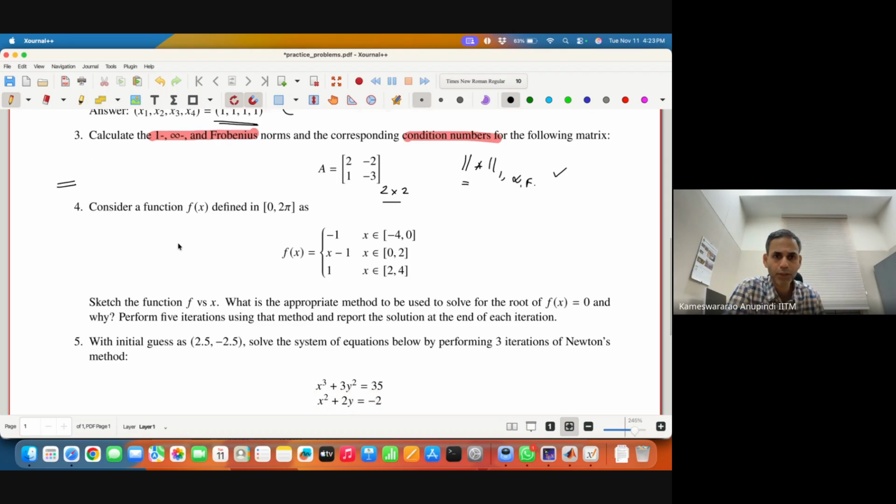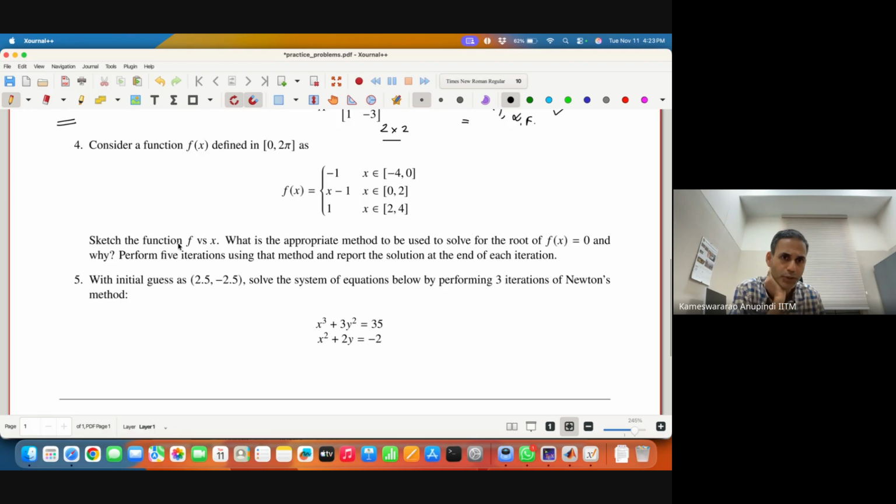Then I put in a couple more problems from the solution to system of nonlinear equations, in which f of x is defined in the range of 0 to pi, with this kind of arrangement. Essentially it's going from -4 to 4. From -4 to 0 it is -1, 0 to 2 it is x -1, 2 to 4 is 1. So you can easily draw how this looks.